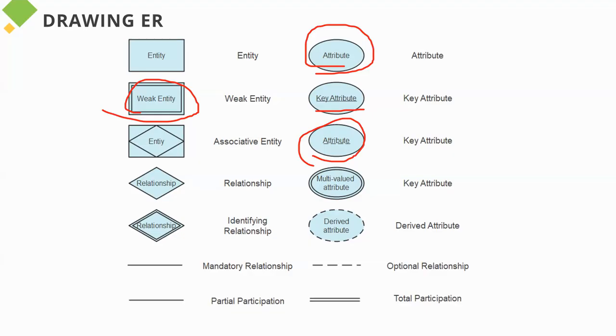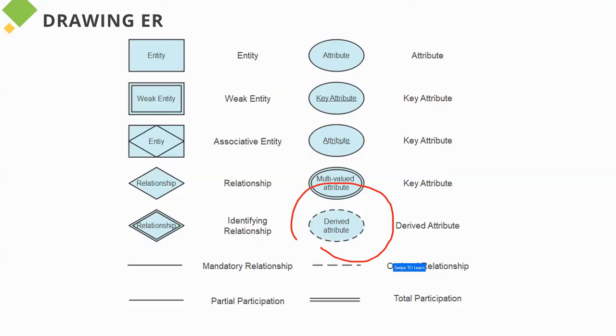And relationships are used in the rhombus shape, and if the value is multi-valued, then you give it a double oval. And if the relationship is an identifying relationship, then you give it a double, and derived attributes are given in the dotted oval line. So these are all the different types of notation. If the relationship is a dark line, it indicates a mandatory relationship, and the dotted line indicates it may or may not have it. These are all the representations.